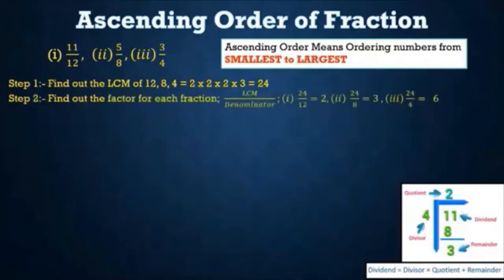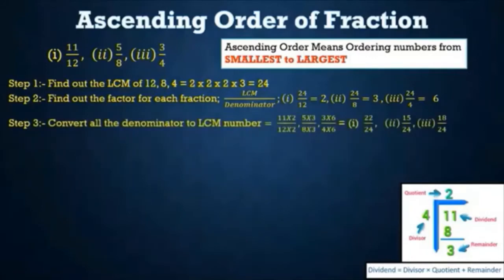So step 2 will be to find out the factor of each fraction. It will be LCM by denominator. It will be 24 by 12 is equal to 2, 24 by 8 is equal to 3 and 24 by 4 is equal to 6.